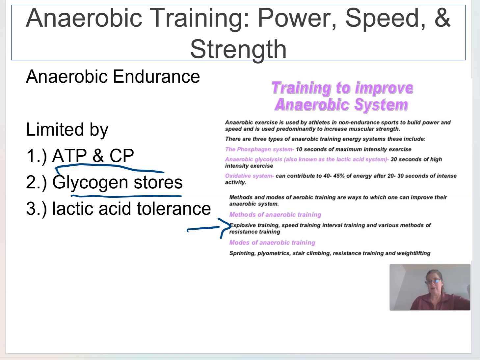You have to do the intervals. You have to do the sprints. You have to do the jumps. You have to run the steps. You have to lift the weights, right? It is tough, but you're actually developing these anaerobic systems, which makes you faster and stronger and more powerful.